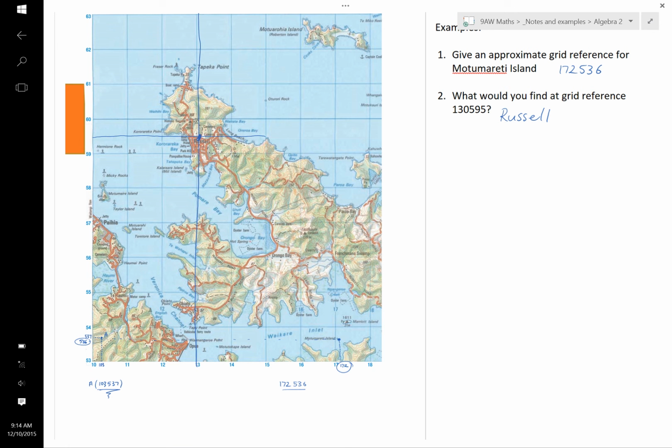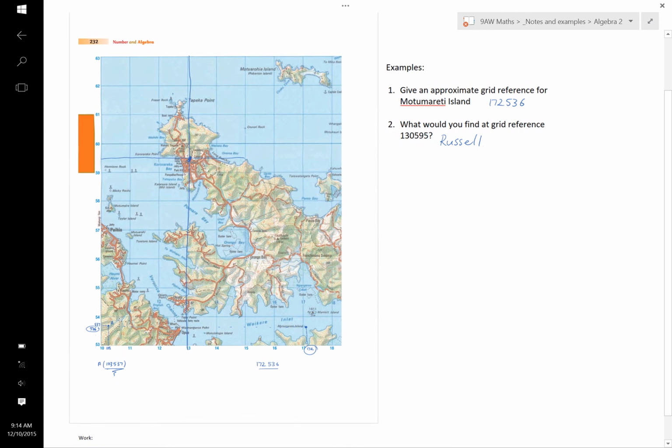Okay, so that's an intro into grid references. You just have to remember that they're a 6-digit number with the first 3 digits your x-axis, the last 3 digits your y-axis, and they let you pinpoint things on a map.